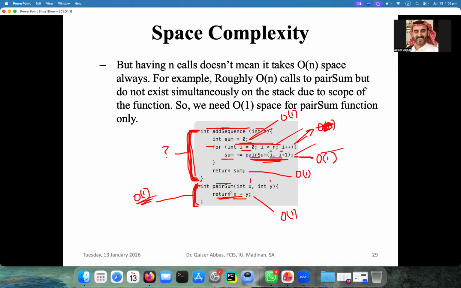So order of 1. If it would be like that, push, and then you are calling another function, then again push, and then pop together, then it would be that criteria of recursion. But this is not happening here. So this is the code. So that's why I mentioned a question mark here.